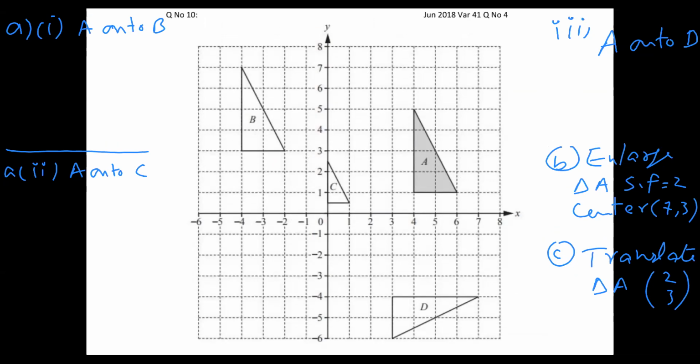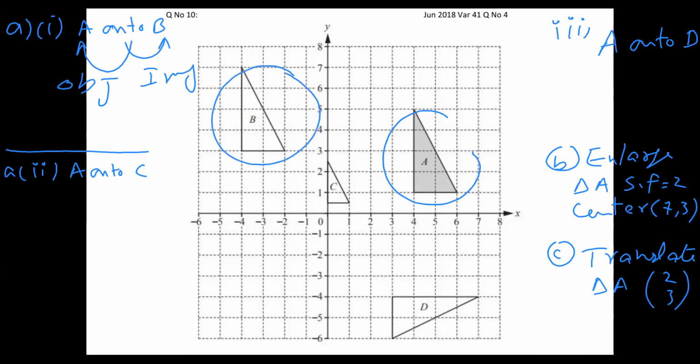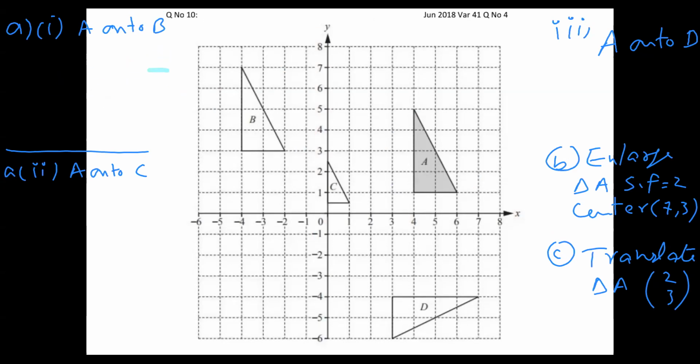The first part is: what is A onto B? I said a lot of times before that before "onto" is called the object and after "onto" is called the image. So A onto B, this is A and this is B. Let's see what is going on from A to B. The object is A and the image is B here. If you check carefully, the diagram has exactly the same height, same base, same hypotenuse, everything the same. So it is shifting from here and shifting up.